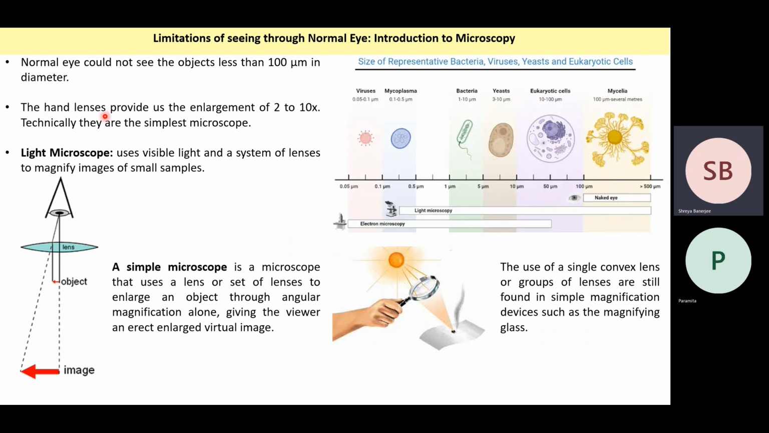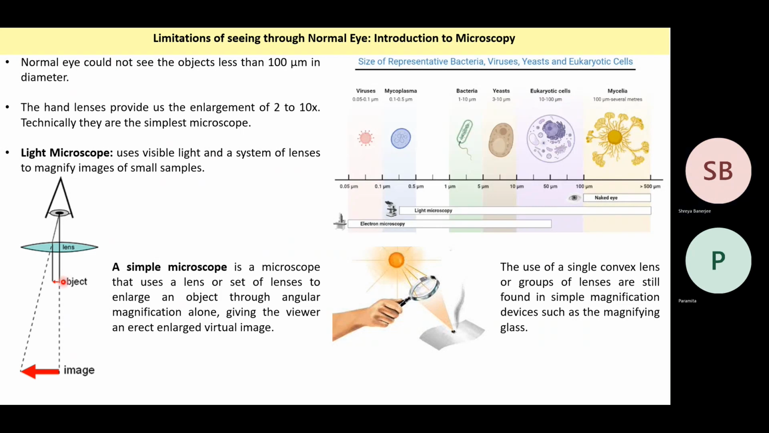Initially, hand lenses were used to provide enlargement of objects from 2 to 10 times. They were the first and the simplest microscope. Then the light microscope was introduced, which uses visible light and a system of lenses to magnify the images of small samples.